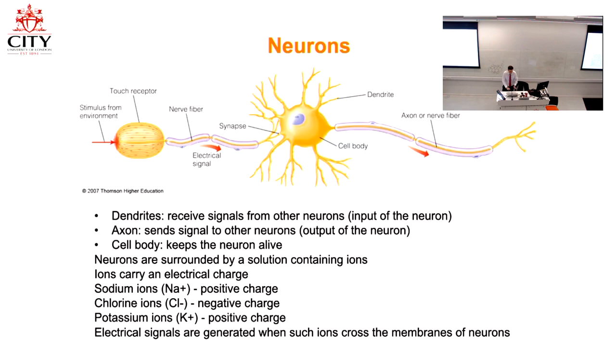As you can see here, the end of the axon again has a lot of branches. These branches connect, not physically, but they go very, very close to other neurons' dendrites, and they communicate with each other this way. The way this happens is through ions that carry an electrical charge. There is a solution around them which contains ions: sodium, potassium, and chlorine, with positive and negative charges.